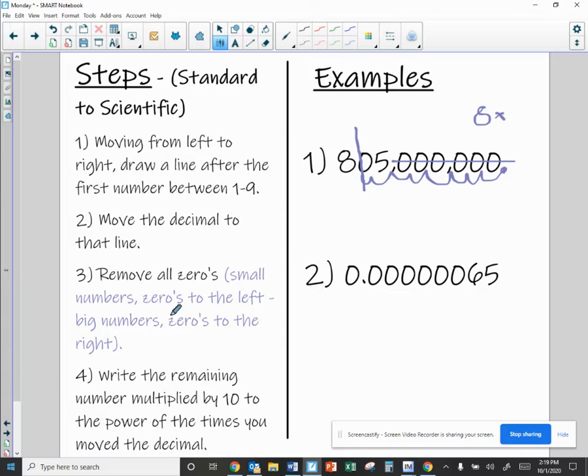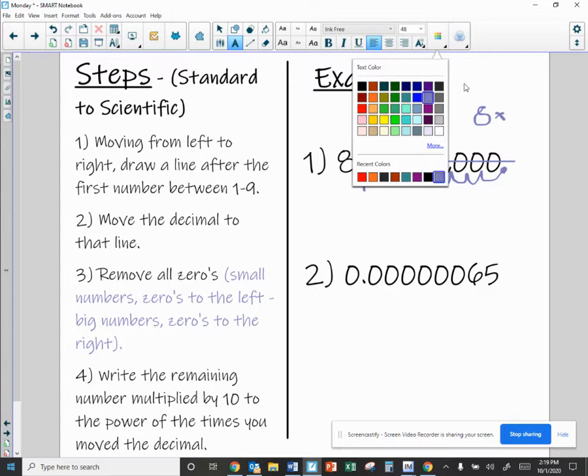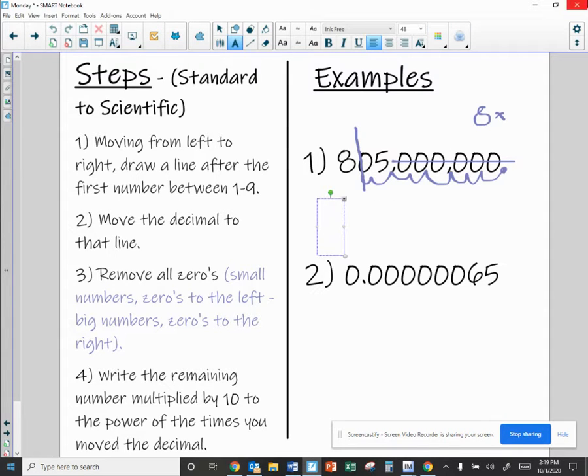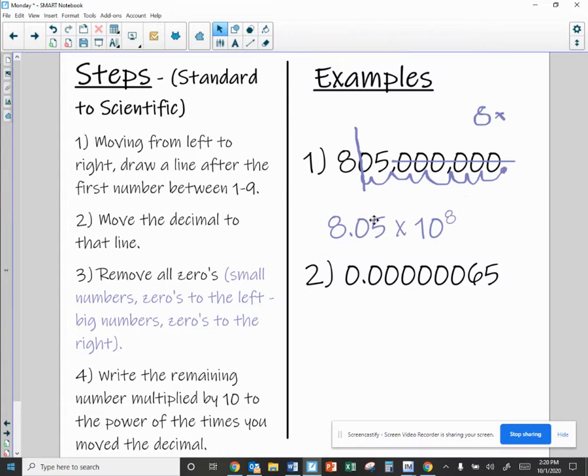My last step is to go ahead and write out the remaining number. So I'm going to write that down. It's 8.05, and then I'm going to multiply that by 10 to the power of the times that I moved my decimal. And I moved my decimal 8 times, so it's going to be to the power of 8. So my new number is 8.05 times 10 to the 8th. Now that is a big number.